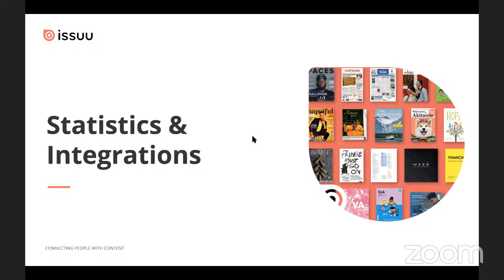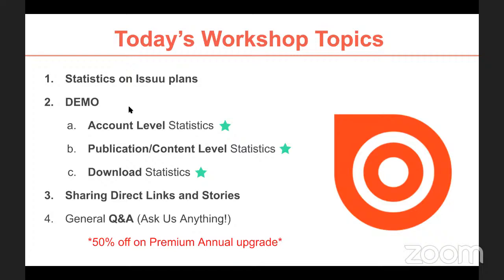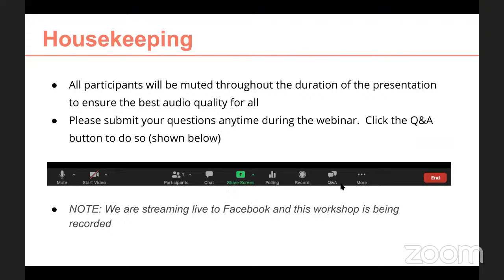We'll be covering statistics today and how to share out your issue content. So today's demo will, of course, show you how to see stats on issue. And this includes account level stats, publication level stats, and also how to download your stats from your issue account. And we'll also go into how to share out direct links in your stories in order to track that within your analytics as well.